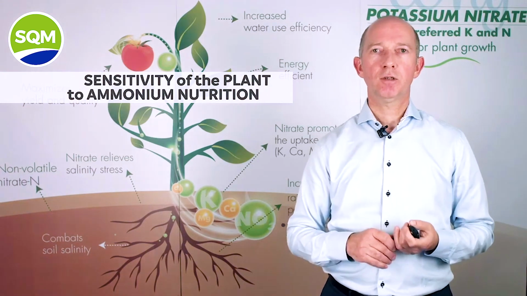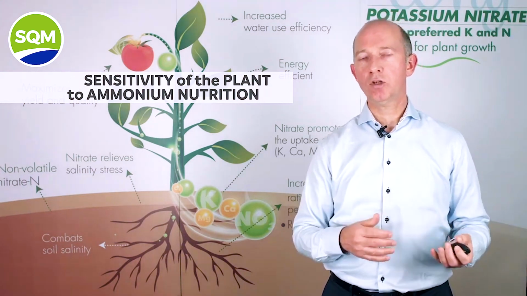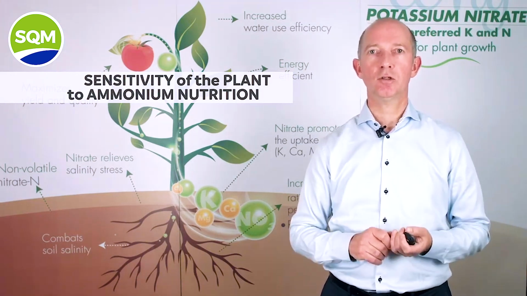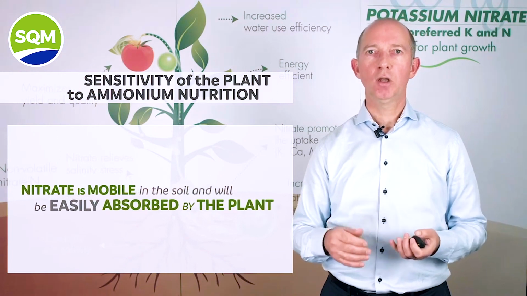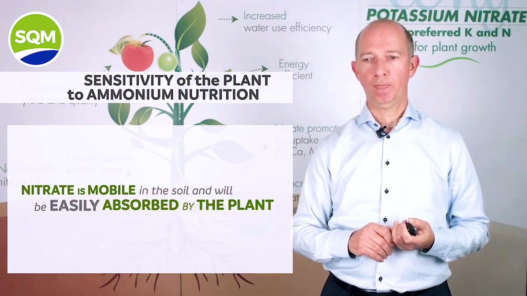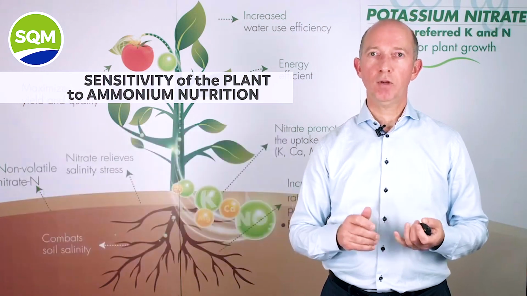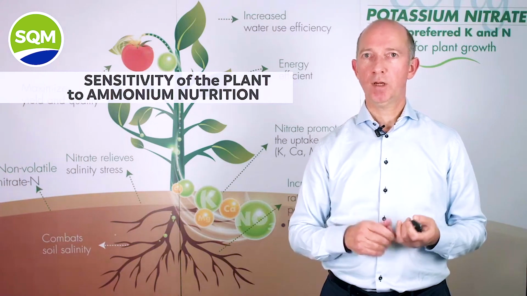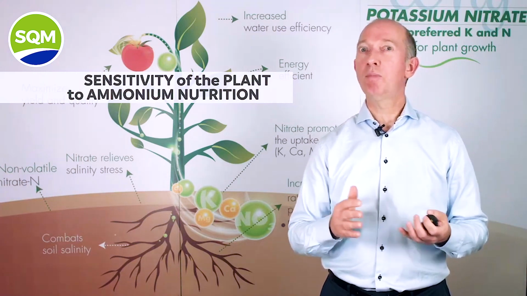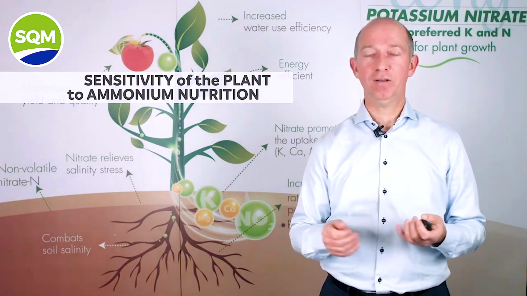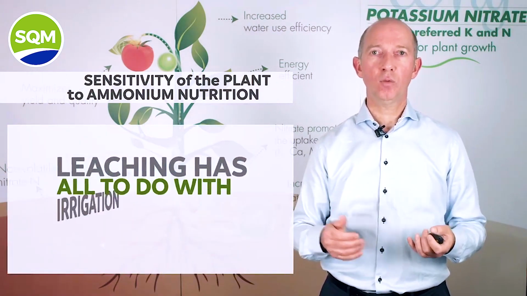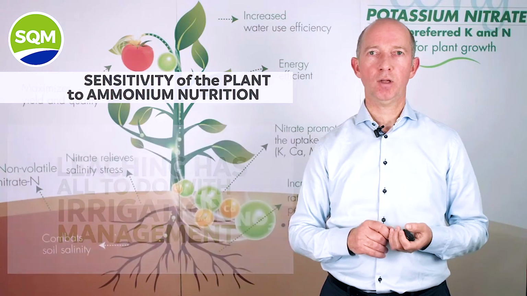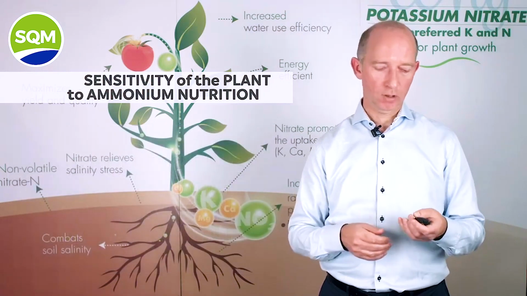Now, with all this risk of losing nitrogen or nitrogen getting fixed to the soil, why not apply immediately a nitrate nitrogen source? Nitrate is mobile in the soil and will be easily absorbed by the plant. It must be noted that also nitrate, as a mobile source in the soil, can also get leached. But here, that is not the blame, so to say, of the nitrate ion. Leaching has all to do with your irrigation management. You should irrigate according to the plant's demand. You should not start leaching the soil with irrigation water.